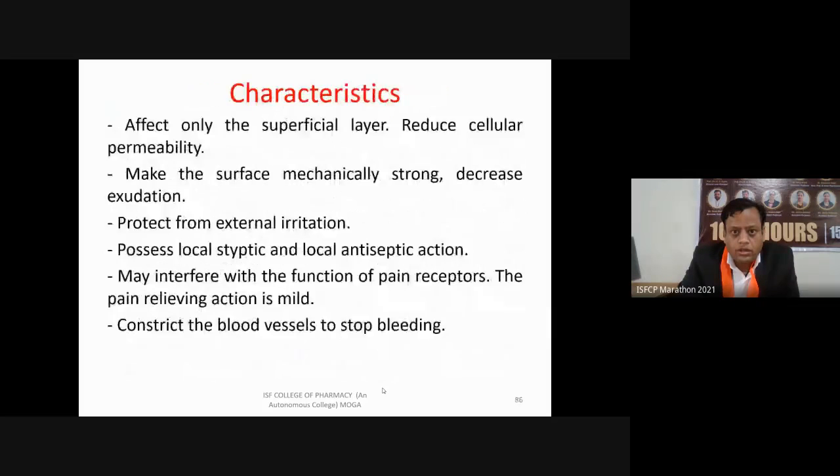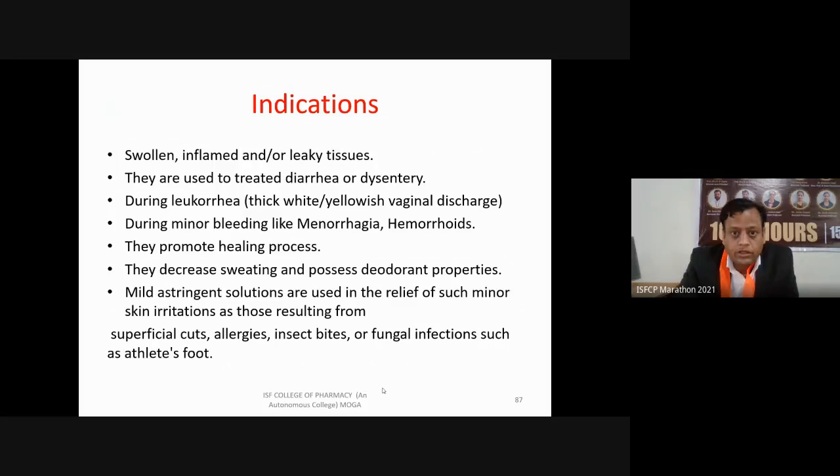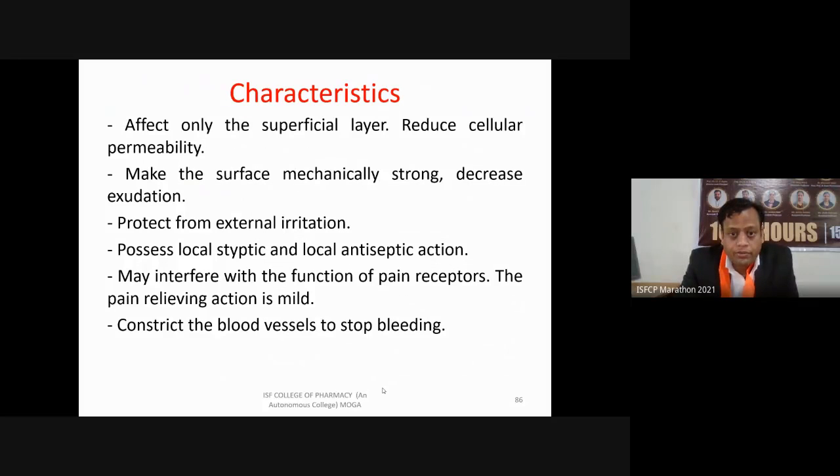So further, if we are discussing the characteristics of astringents, then they affect only the superficial layer. They just protect the upper layer and reduce cellular permeability, so they make the surface mechanically strong, decrease exudation, and protect from external irritation. So these are all characteristics of astringents.